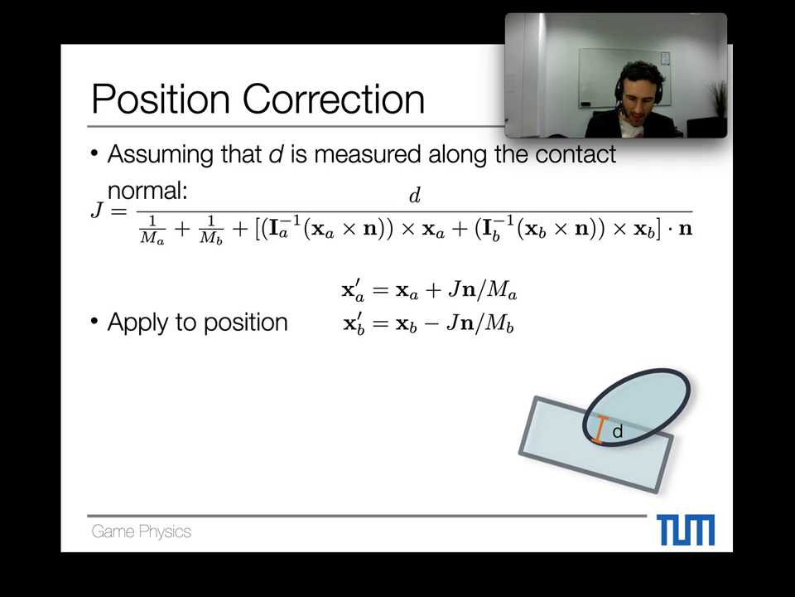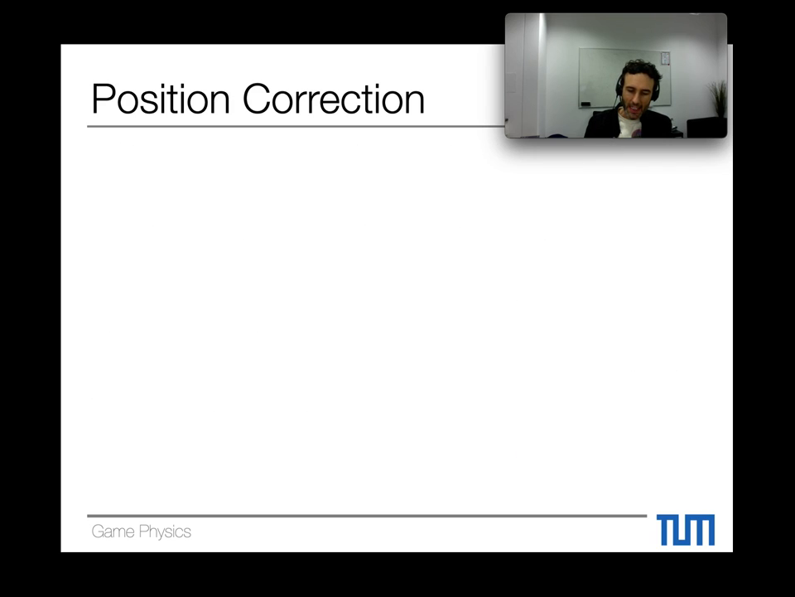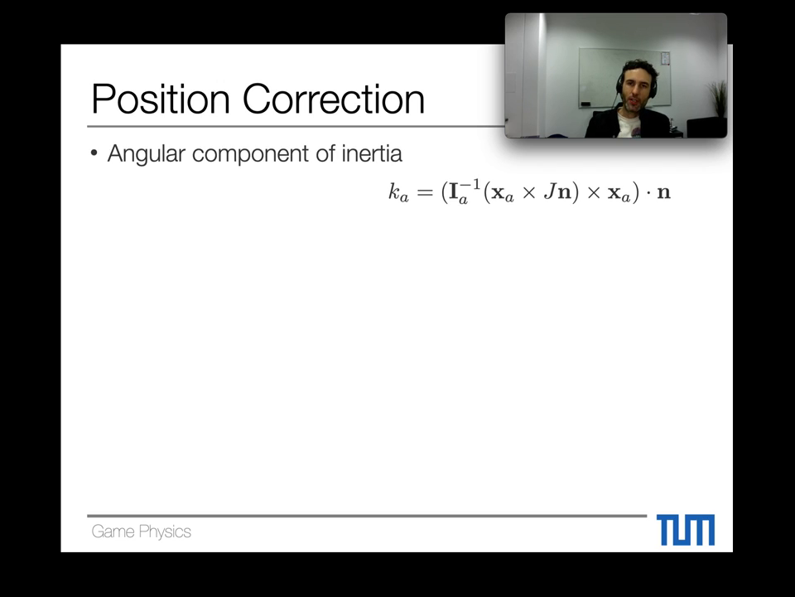So notice that this is now the big difference here. Instead of applying it to velocity, here we are now changing the positions of the objects directly based on an impulse computed for this distance d. Yeah, so for the angular component, it's along the same lines, but slightly more complicated.